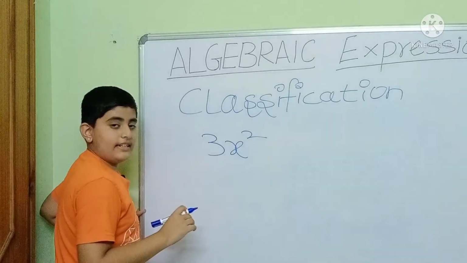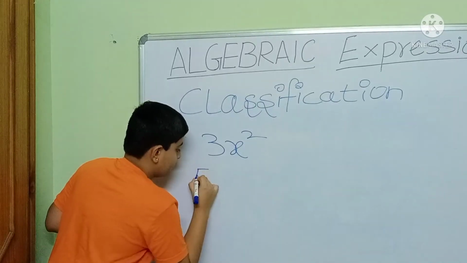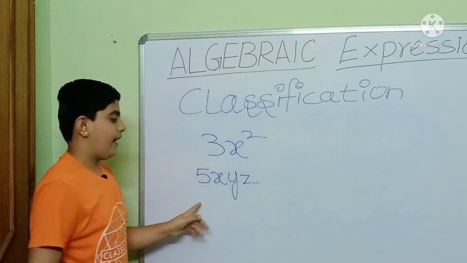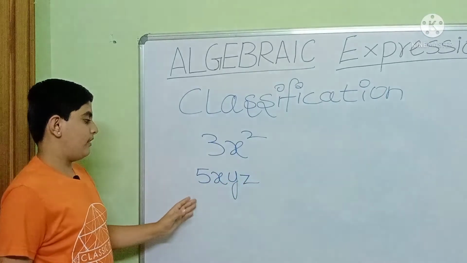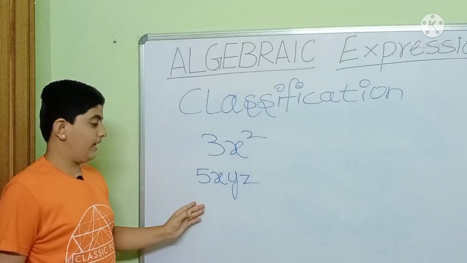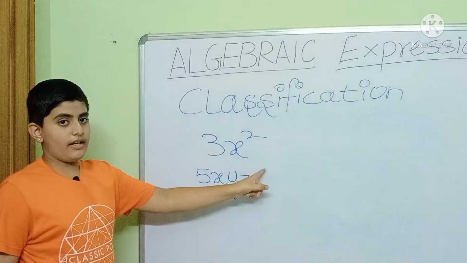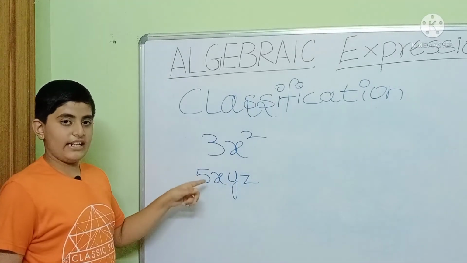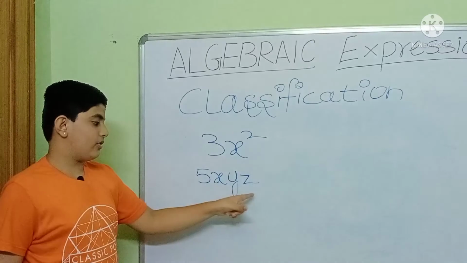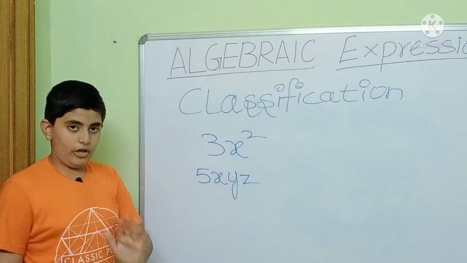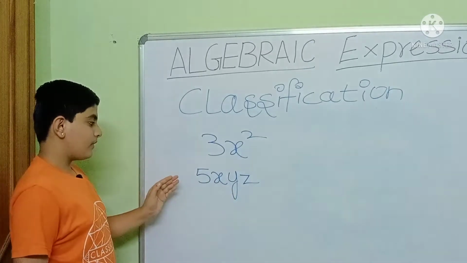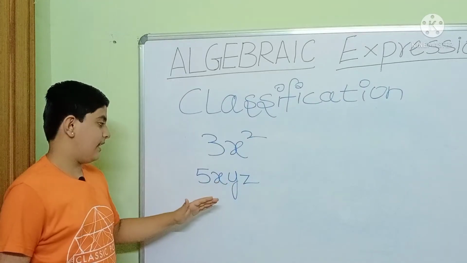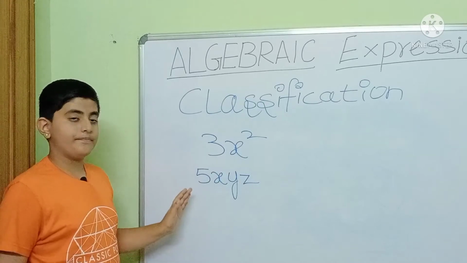We will take another example. XYZ. So there are three variables and one constant, and the power is plus 1 and positive, and the coefficient is greater than 0, so this total term is a polynomial and it consists of one term, so it is called a monomial.